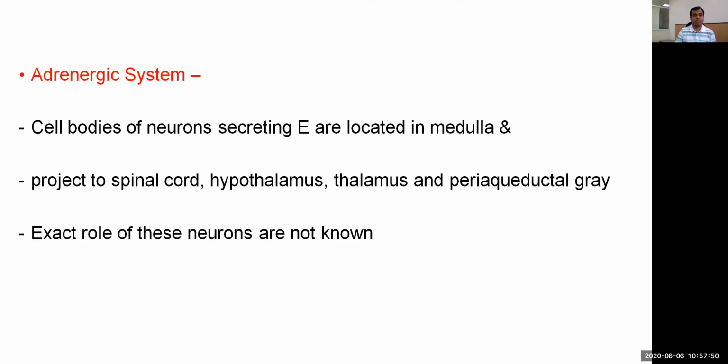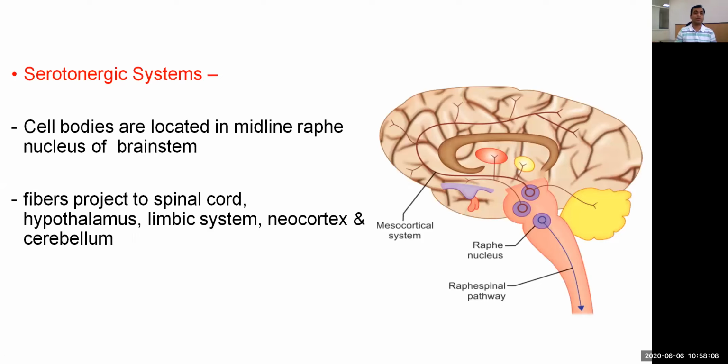Then the adrenergic system. Cell bodies of the adrenergic system, or neurons which are secreting epinephrine, are mainly located in the medulla, and they are projecting from medulla to spinal cord, hypothalamus, thalamus, and periaqueductal gray. Exact role of this adrenergic system is not known. Serotonergic system. Cell bodies are located in midline raphe nucleus of the brainstem. This is the raphe nucleus of the brainstem. Fibers from the brainstem are projecting to spinal cord, hypothalamus, limbic system, and neocortex and the cerebellum.